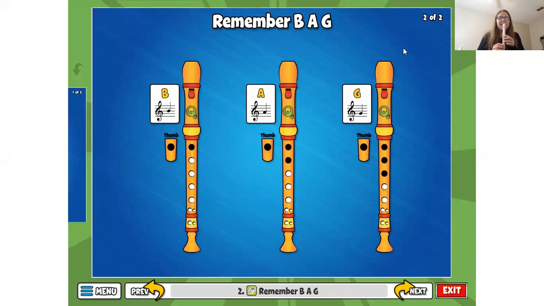Okay, Simon says play G. Play B. Simon didn't say play B. Simon says play A. Simon says play G. All right, and you can continue playing this game. You can have your parents tell you to play A, B, or G and have them do the Simon Says game. All right.